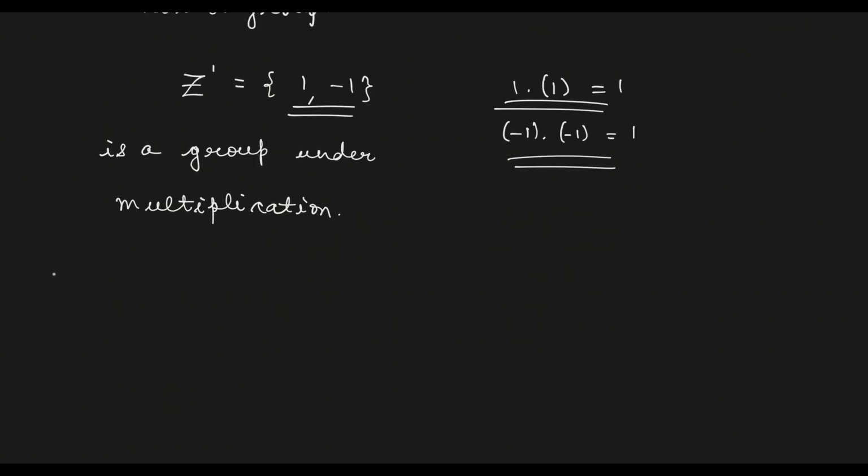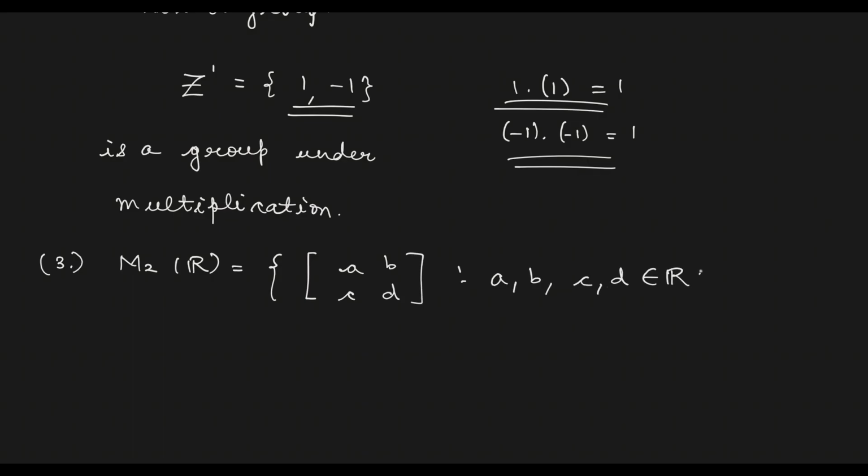Next, third example. A 2 cross 2 matrix whose entries are real numbers A, B, C, D, such that A, B, C, D, these are real numbers. This is a group under matrix addition.